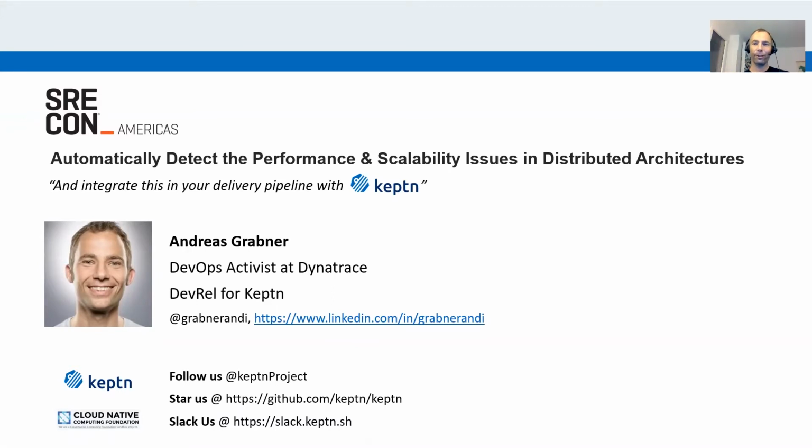My name is Andy Grabner and today I'm going to talk about automatically detecting performance and scalability issues in distributed architectures. That's a long title, I know, but stay with me. I think I have a couple of things to say about this because I've done this over the last couple of years. I not only want to show you how you can detect it, but also how you can integrate the detection into your delivery pipeline using an open source project called Keptn.